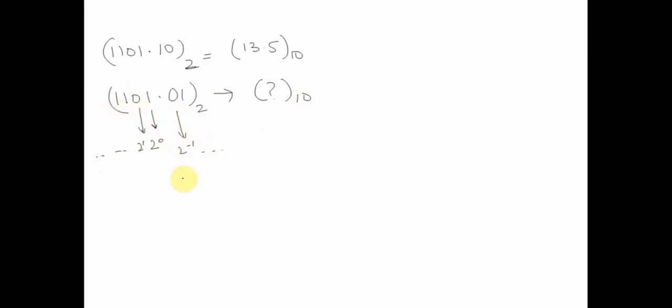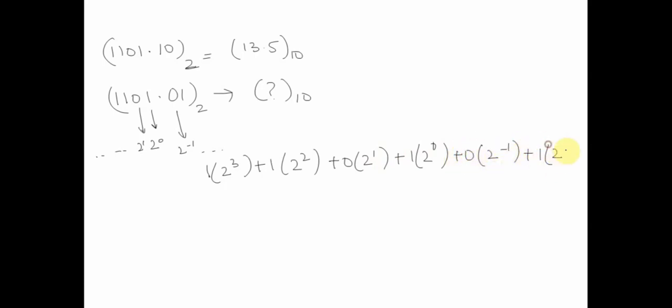So basically what we will get over here is 1 into 2 raised to power 3 plus 1 into 2 raised to power 2 plus 0 into 2 raised to power 1 plus 1 into 2 raised to power 0 plus 0 into 2 raised to power minus 1 plus 1 into 2 raised to power minus 2, which would be nothing but 8 plus 4 plus 0 plus 1 plus 0 plus 1 by 4, which is nothing but 13.25. Correct? So this is the basic concept of decimal system and binary system.